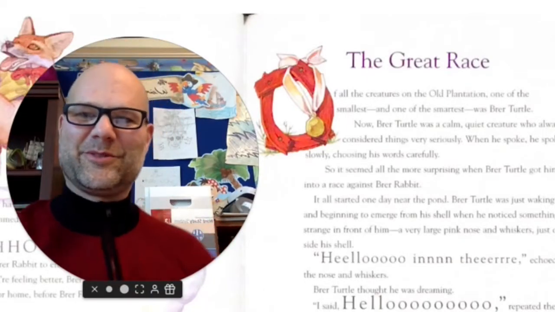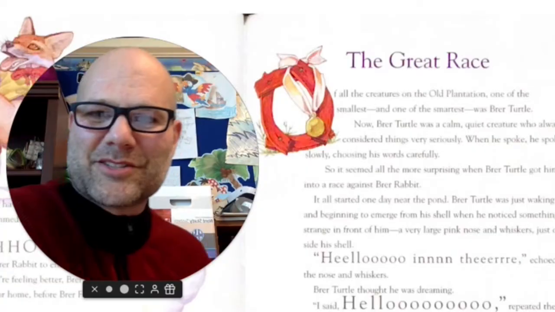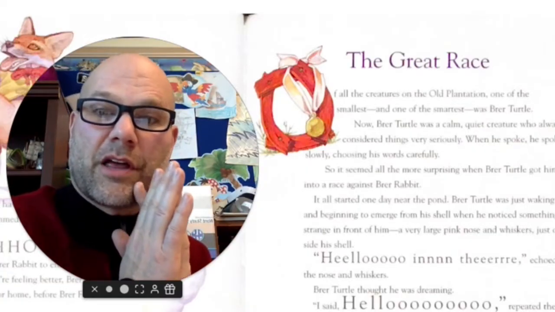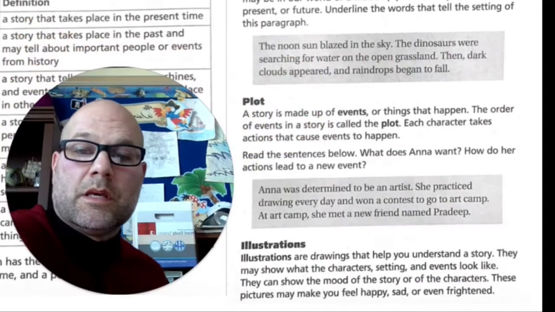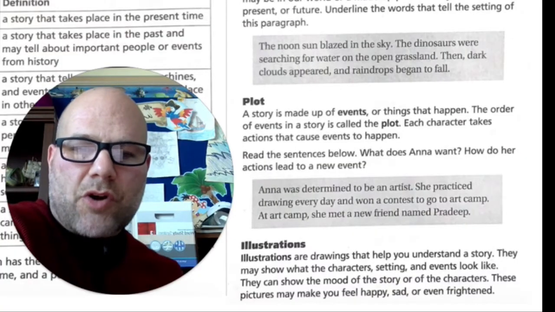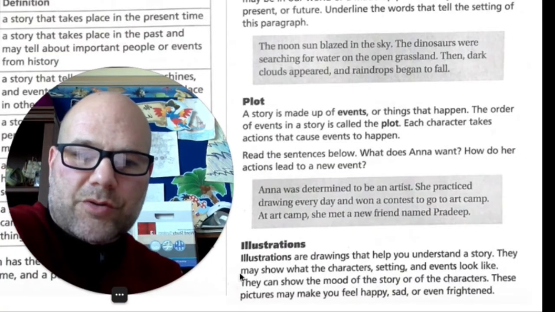I'm going to read for you another story and we're going to do a project with it. This one is called The Great Race. In today's story, I want to focus on plot and also illustrations.